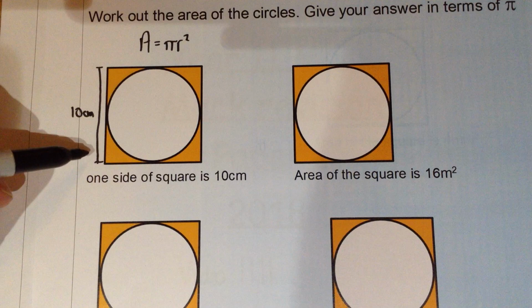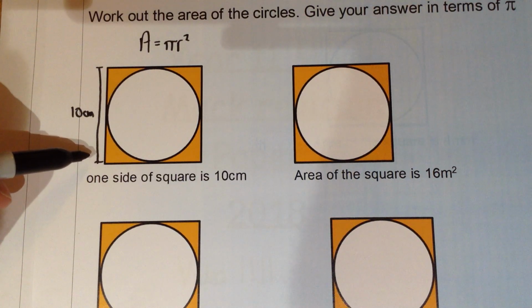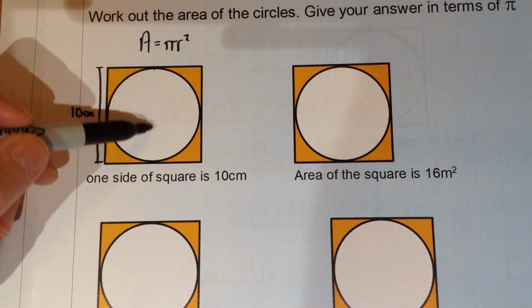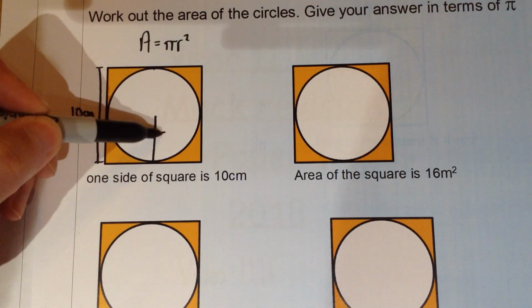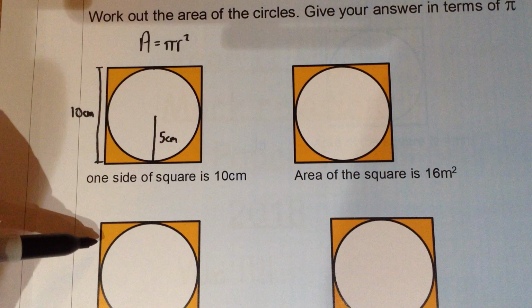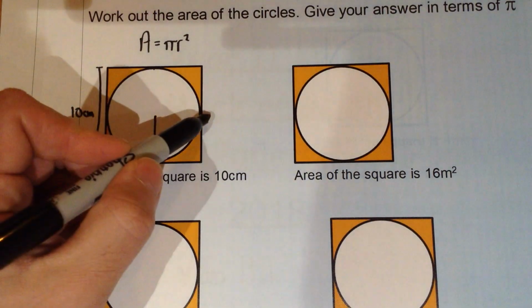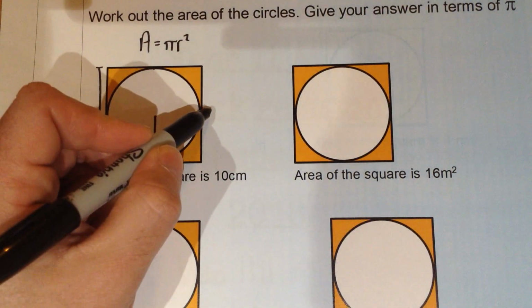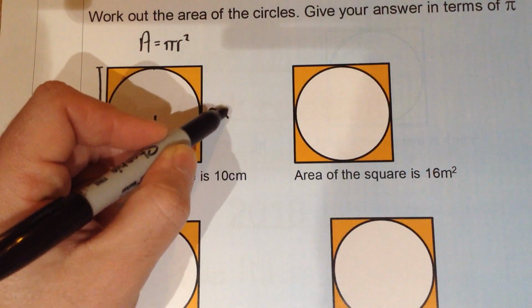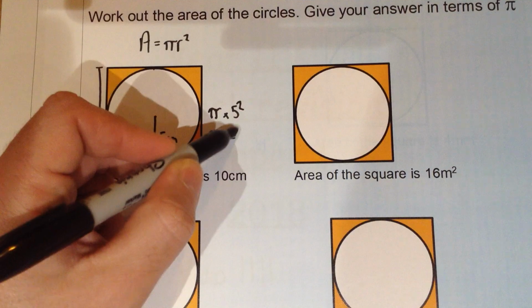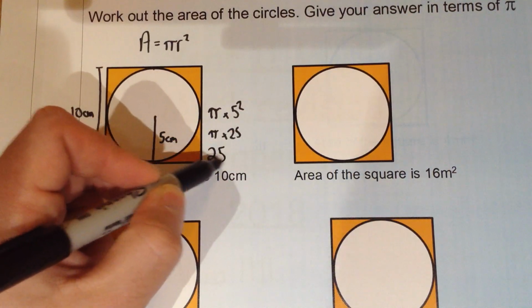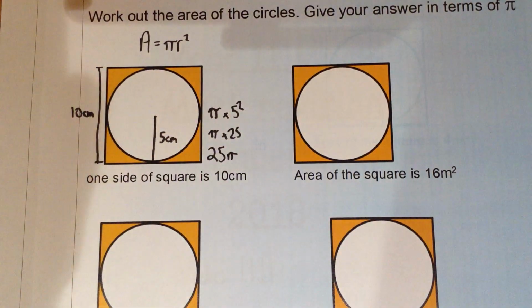So if the full length of this square is 10 centimetres, that means the diameter of this circle is 10, so the radius would have to be half of that, so 5. So for this first circle inside the square, we would do pi times 5 squared, so pi times 25, which we would write as 25 pi.